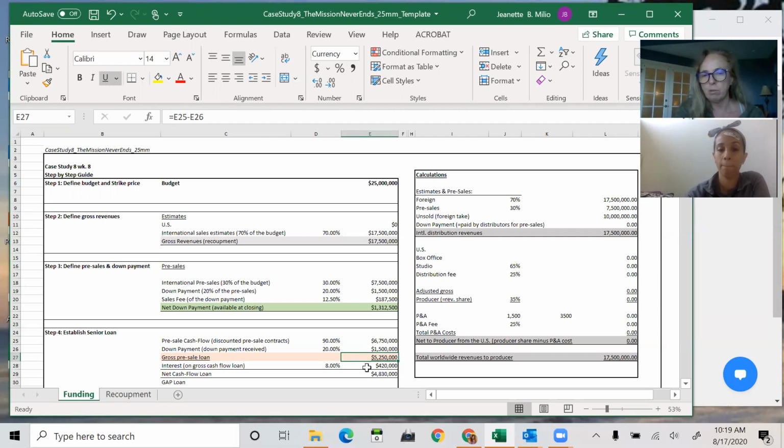So now I'm going to get down here in establishing my gross pre-sale loan. How is that different than the net down payment available at closing? The down payment, 20% of pre-sales versus the net down payment. I tell you, you have to pay your sales agent here. The sales agent has no relationship with the bank. You have the relationship with the bank, and the sales agent doesn't care how much money you actually received, because for him, he just wants to get paid. For you, it's important that you tell the bank how much of these contracts you have already received. And the bank will look at the contract and notice the down payment of $1.5 million was made to you.